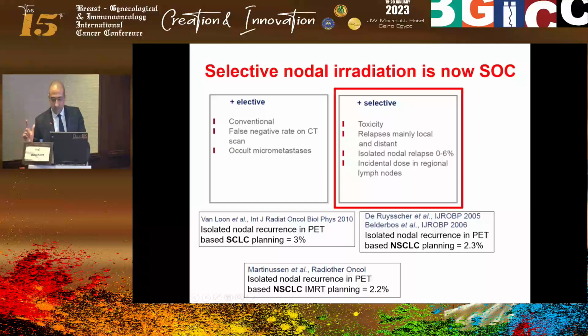The main reason is that we have evidence from small cell lung cancer and non-small cell lung cancer, even using IMRT, that if you do selective nodal irradiation, the rate of isolated relapses in areas that you have not treated is quite low. So this is now the standard of care.